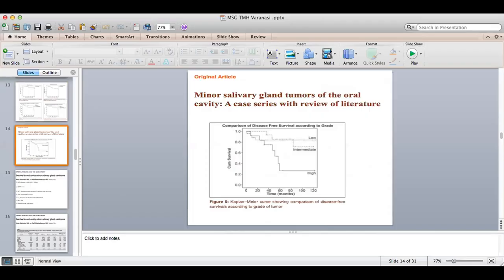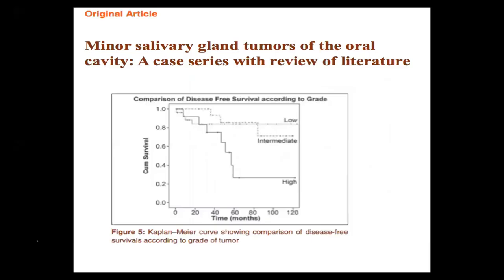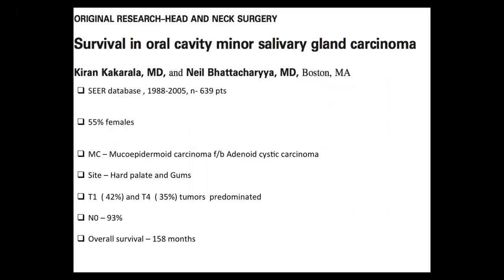Again, coming further, they also compared DFS with grade, and they found this. They clubbed low and intermediate as one group and high as another, and they found again that high grade tumors did poorly with DFS as against the low and intermediate.